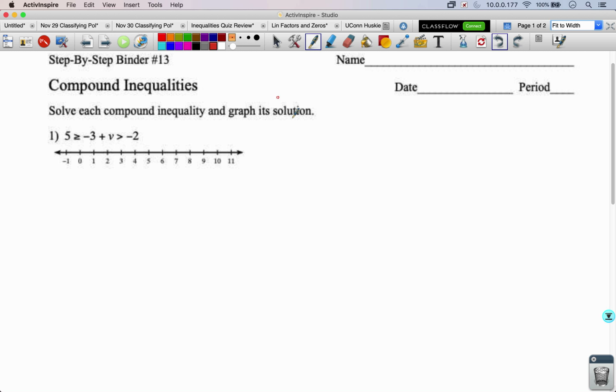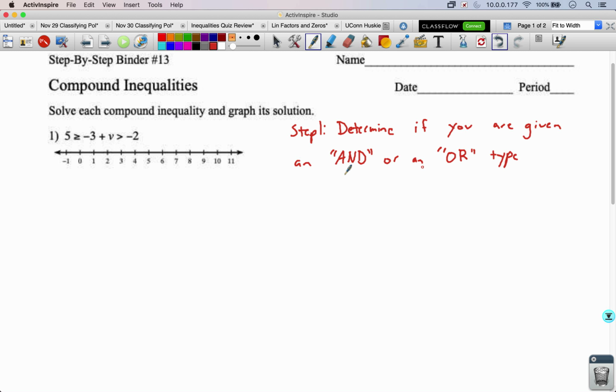Step 1 to doing this is to determine if you are given an and or an or type compound inequality.